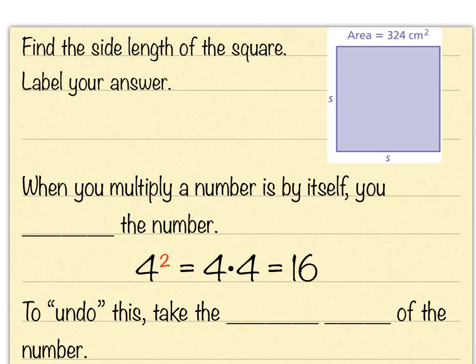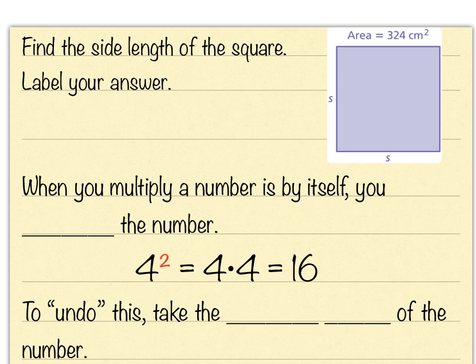All right, this is section 7.1, finding square roots. To start this section, we have an example of a purple square over here to the right that has an area of 324 square centimeters. We want to know what the side length of the square is.